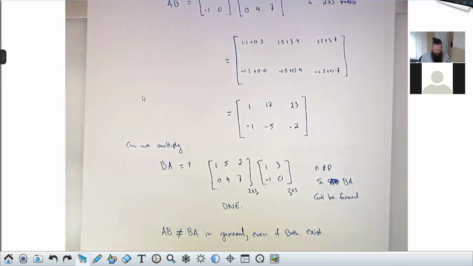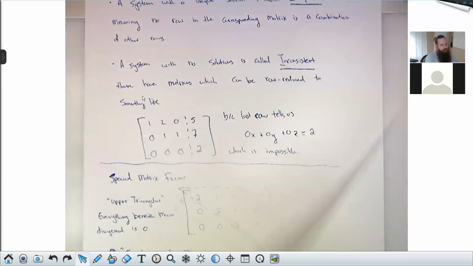The slick way of solving a system is to rewrite it as a matrix equation, and then you kind of divide by a matrix. So let me show you what I mean.